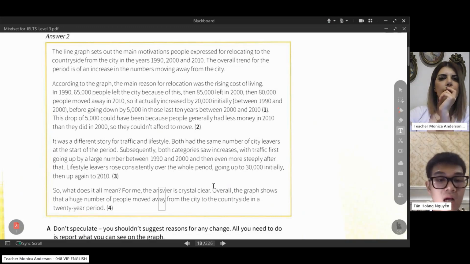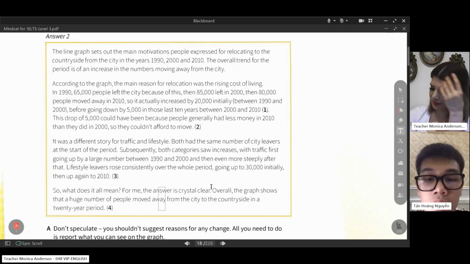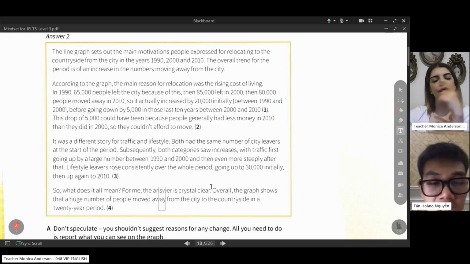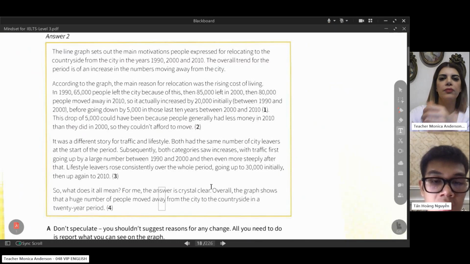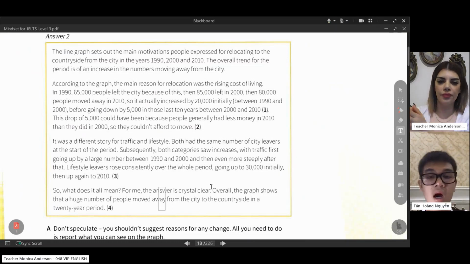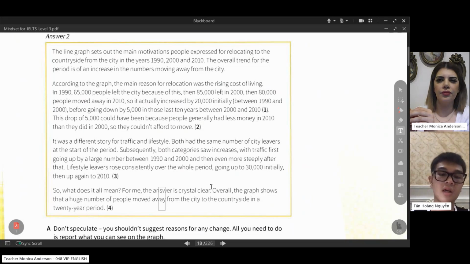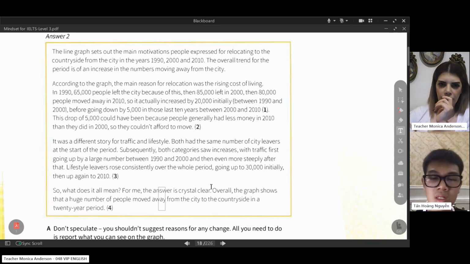The diagram sets out the main motivations people express for relocating to the countryside from the city in the years 1990, 2000, and 2010. The overall trend for the period is of an increase in the numbers moving away from the city. According to the graph, the main reason for relocation was a rising cost of living.